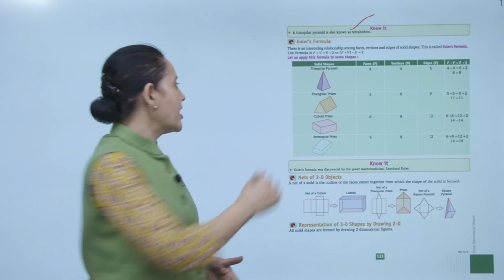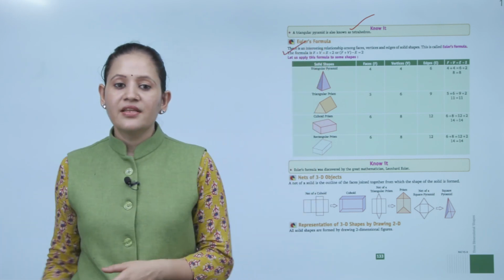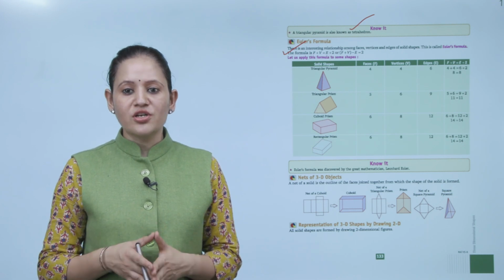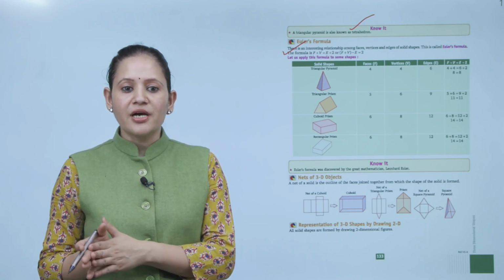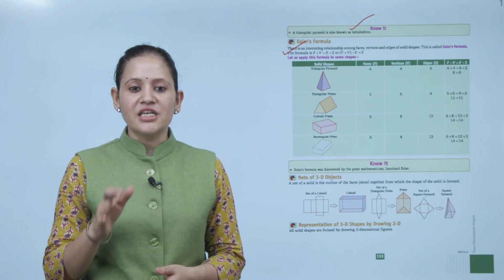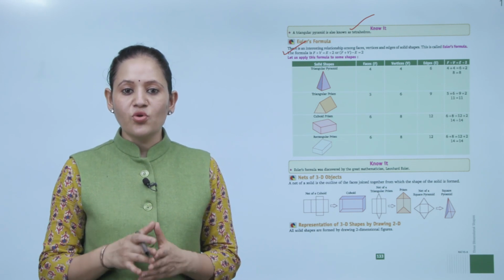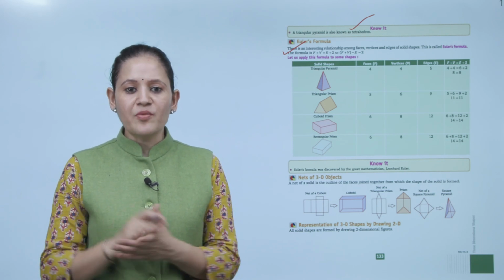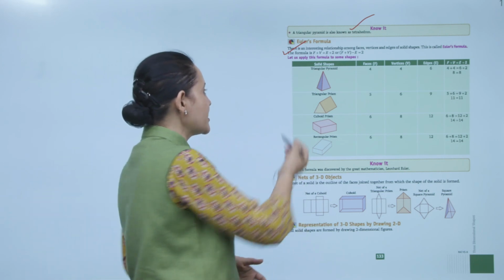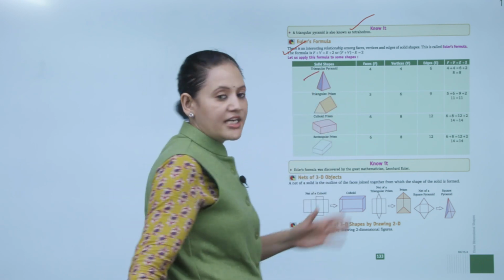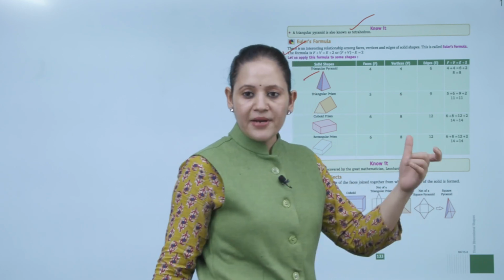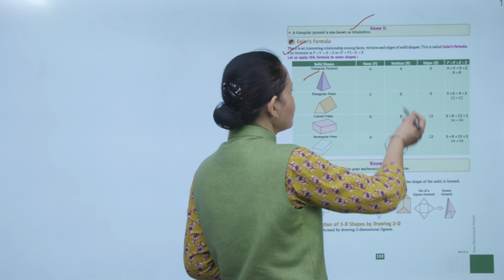Next is Euler's formula. There is an interesting relationship among the faces, vertices and edges of a solid shape. This is called Euler's formula. The formula is F plus V equals E plus 2, or F plus V minus E equals 2. Let us apply this formula to some shapes. First is a triangular pyramid. It has 4 faces, 4 vertices and 6 edges. So we will apply this formula: F plus V minus E equals 2.